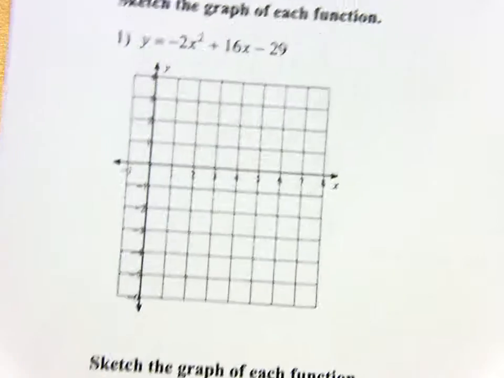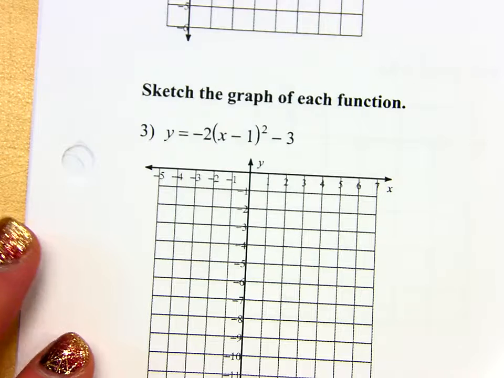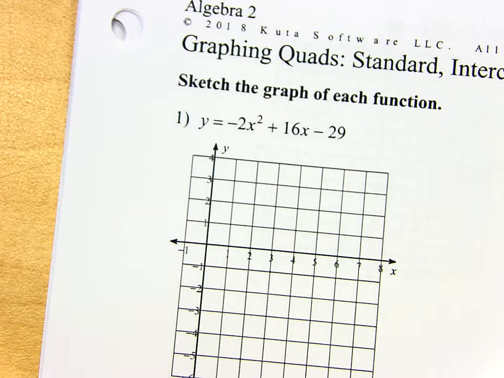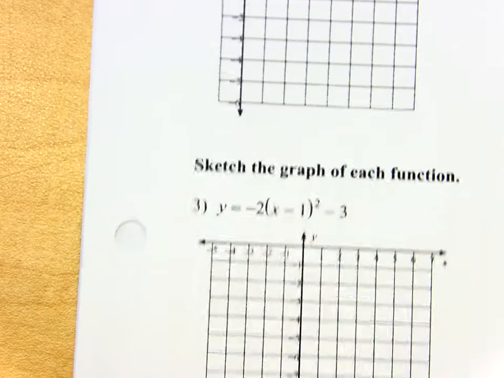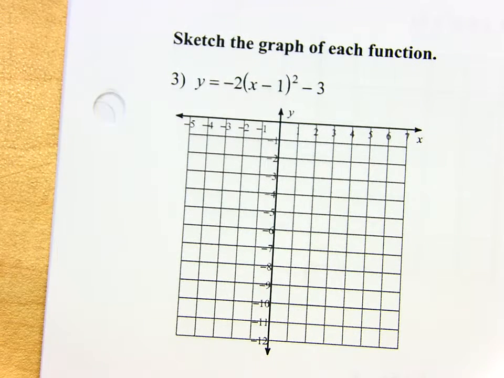Okay, so if we look down on this worksheet that I just gave you at number 3, the first two that are on here, the first one is just standard form. We've already talked about that. 2 is something called intercept form. We'll do that one after lunch. I actually want to start on number 3, because believe it or not, you already know how to handle this.